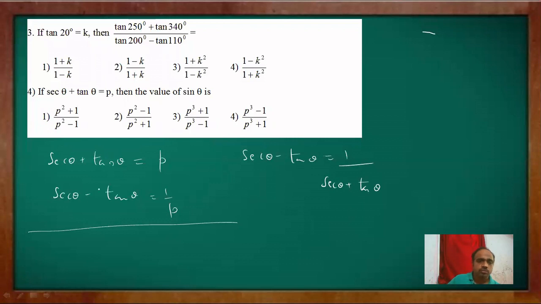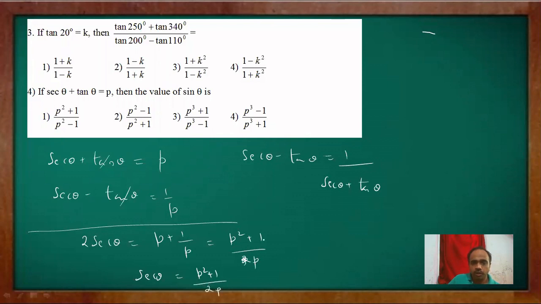If you take the LCM, what happens? Tan will be cancelled. Sec plus sec, it will be 2 sec. And here P plus 1 by P. If you take the LCM, P square plus 1 upon P. This is 2 sec theta. So what will be sec theta? It is P square plus 1 by 2P. Sec theta it is. So what is cos theta? Cos theta is reciprocal, 2P by P square plus 1. Am I correct? 2P by P square plus 1.